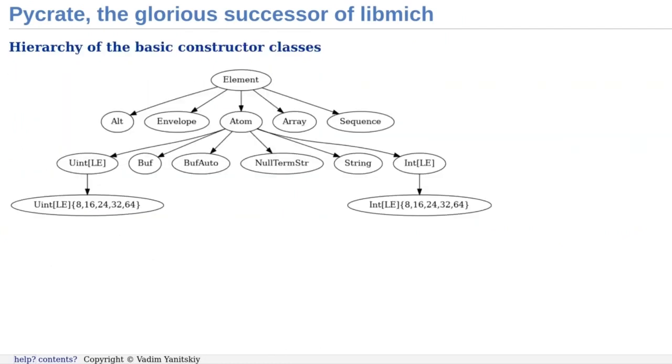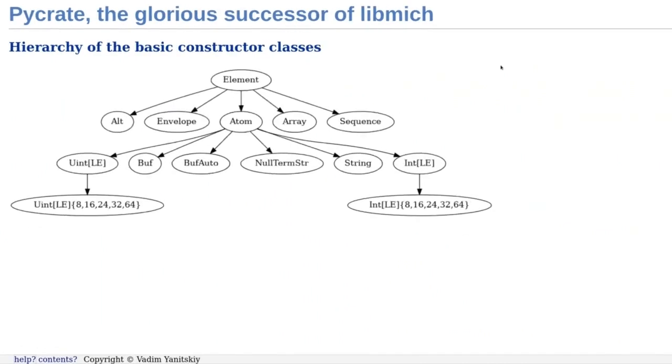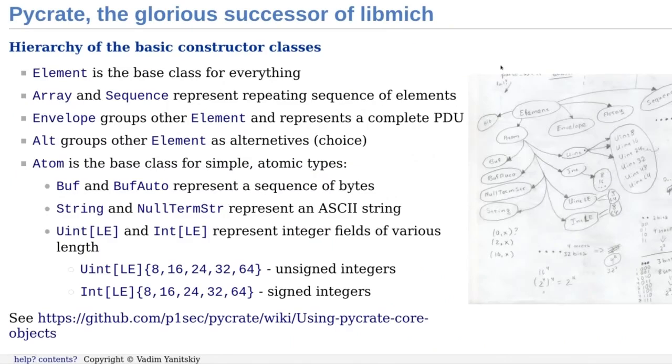And this is how the basic hierarchy of Pycrate looks. But I personally don't really like this picture. And this is not how I started learning Pycrate. I actually took a piece of paper and started to draw the class diagram. This is what I ended up with on the right. Maybe not really visible, but on the left I have some explanation of some basic elements. You can always check the wiki.